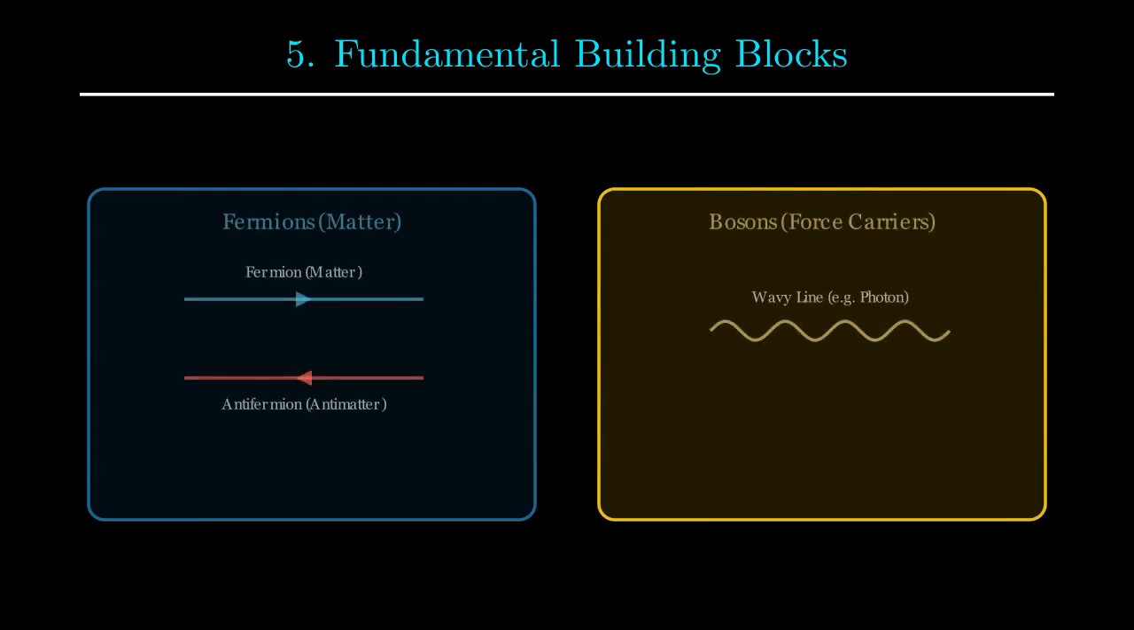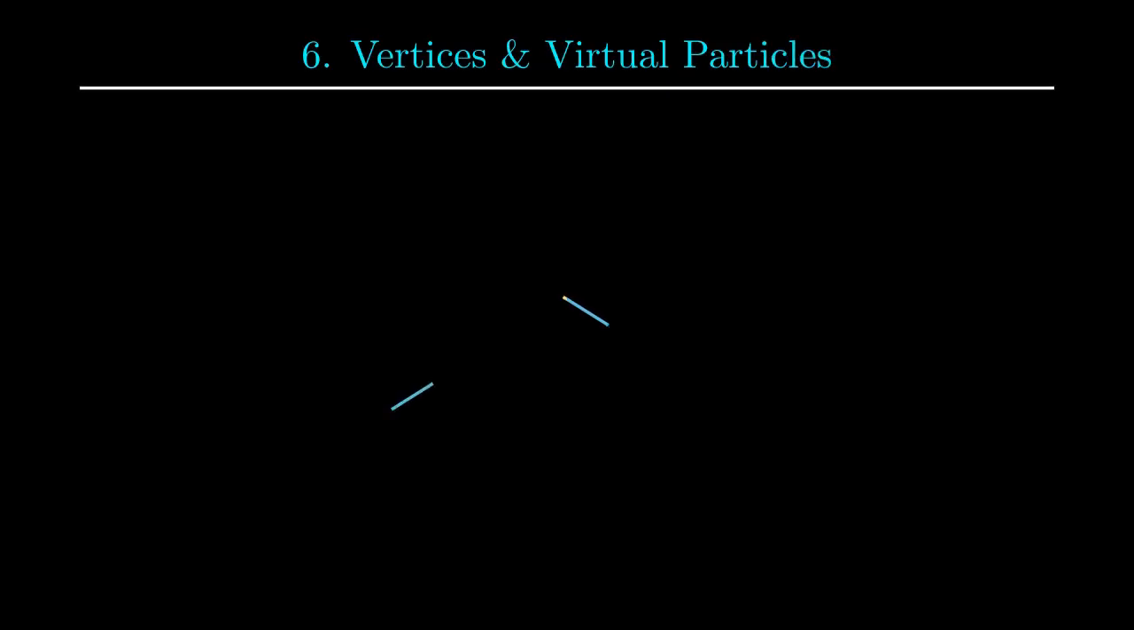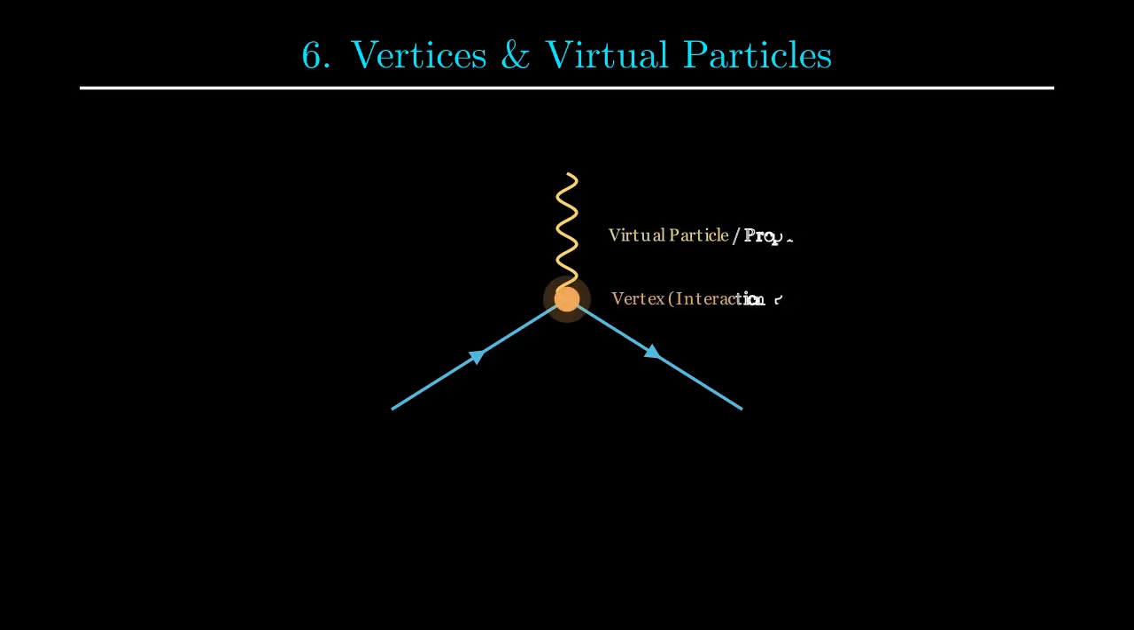The points where these lines meet are called vertices. A vertex signifies an interaction where particles emit or absorb other particles, deflect, or even change type. Internal lines within a diagram connecting two vertices represent virtual particles. These particles are not directly observable and exist for incredibly brief durations, mediating forces between real particles. They are described by mathematical objects called propagators, which specify the probability amplitude for a particle to travel between 2 points.